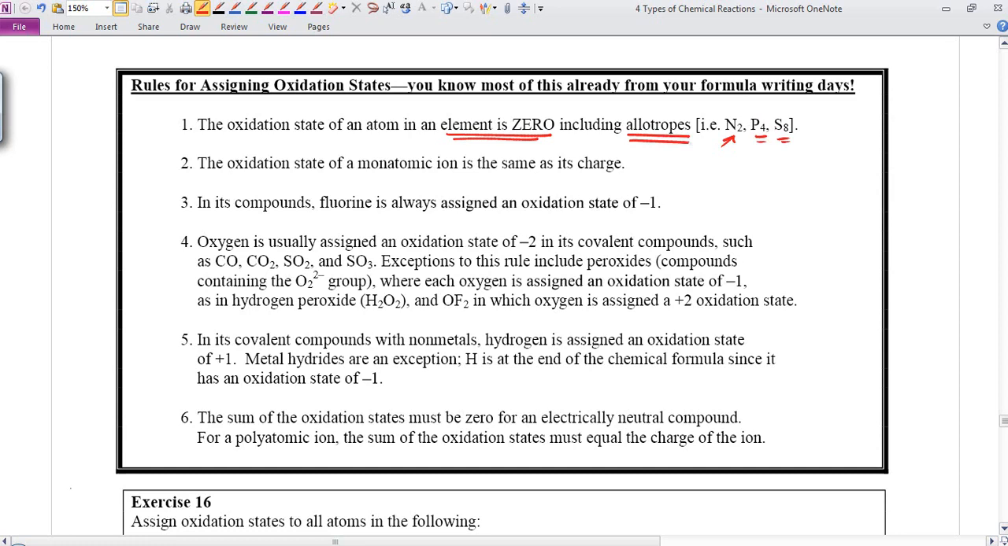The oxidation state of a monatomic ion is the same as its charge. Smiley face, that's easy. If you write Na+, then its oxidation state is +1.